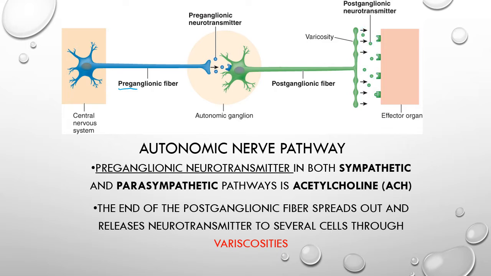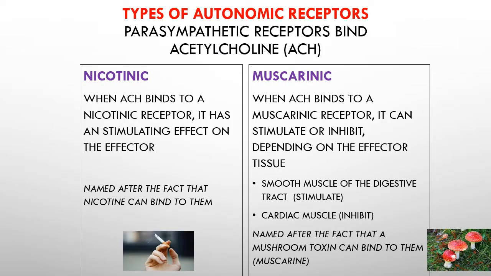Where our neuron comes to our effector organ, the synapses are generated by these little varicosities here. And so we have a little swelling in the axon, at the axon terminals there. And that is where we're going to release that neurotransmitter onto potentially several different cells at the same time. And so we're going to get that release occurring into that effector organ through those varicosities. The type of receptor that we have dictates the type of response that we get.